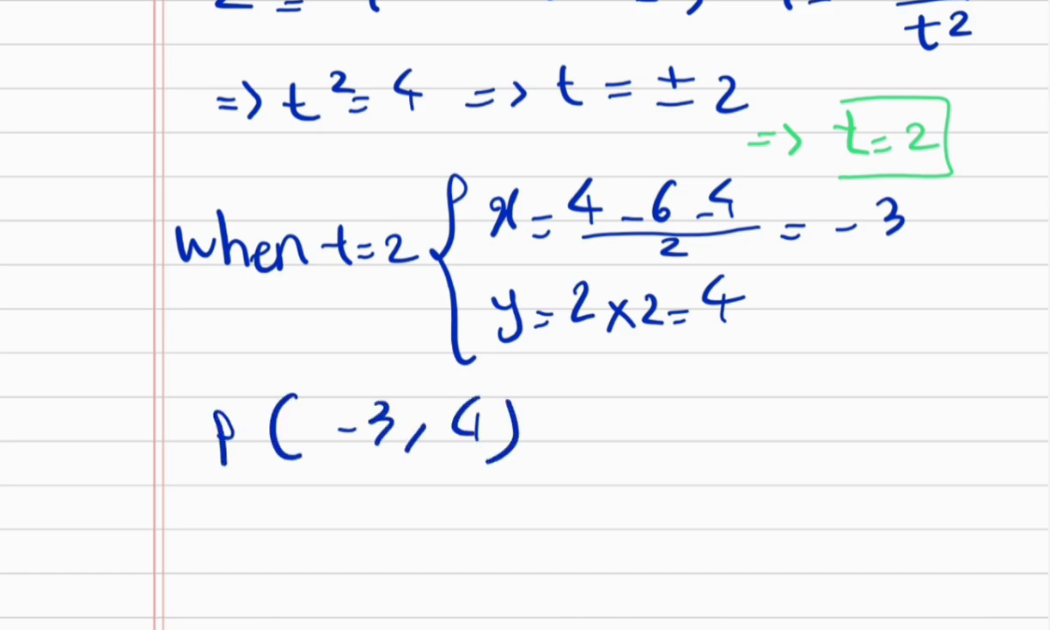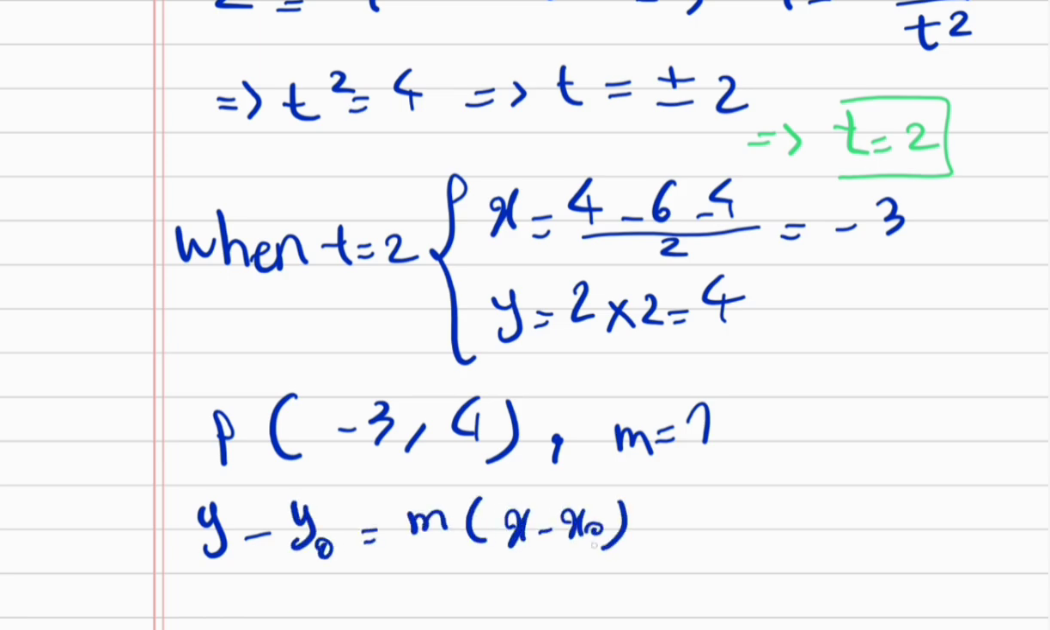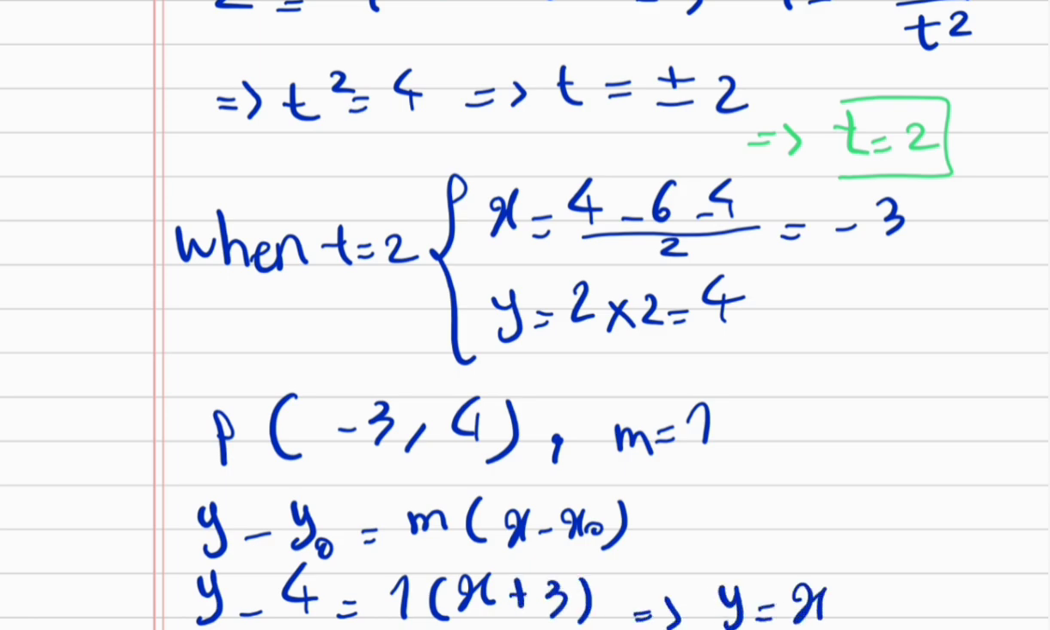Now we are at a position where we know the gradient is 1 at the tangent, so we can find the equation of the tangent using the formula y minus y0 is equal to m times x minus x0. So y0 is 4, m is 1, and then here we get positive 3. Rearranging that gives us y equals x plus 7. So this is the equation of the tangent.